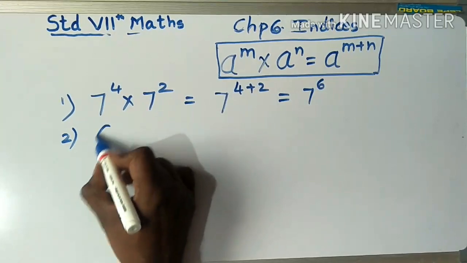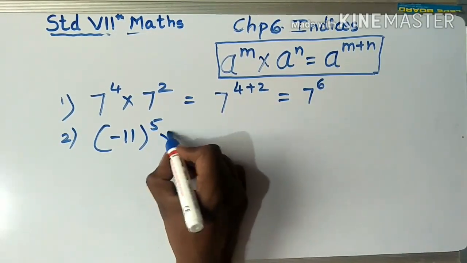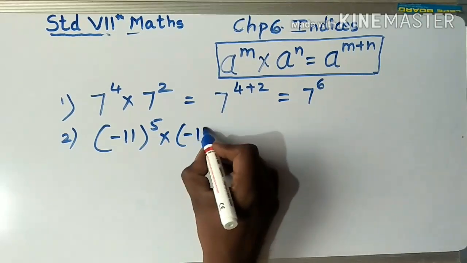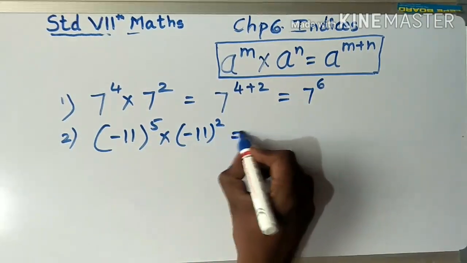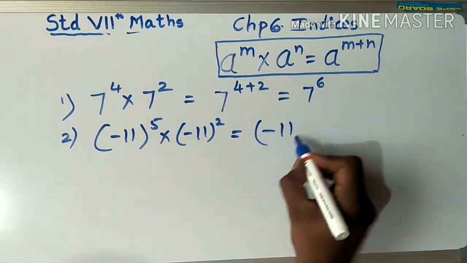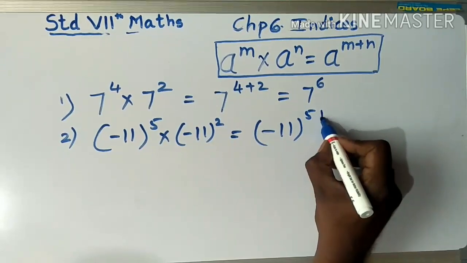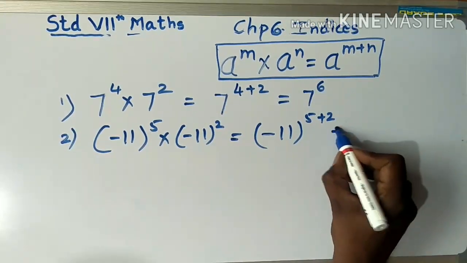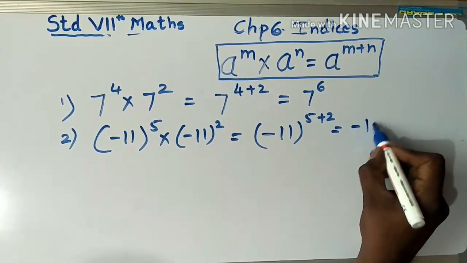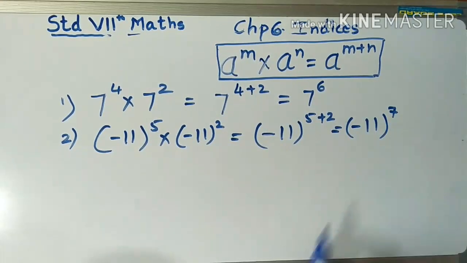Second sum, minus 11 raised to 5 into minus 11 raised to 2. So here the bases are common, minus 11 raised to 5 plus 2, that is equal to minus 11 raised to 7. Done.